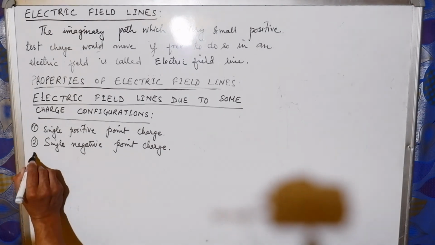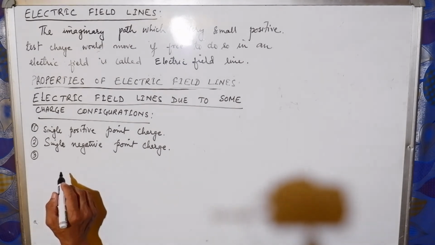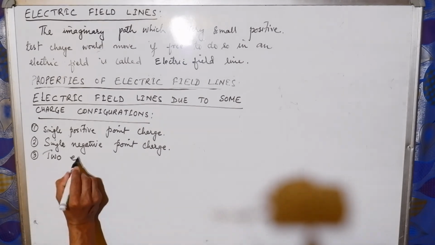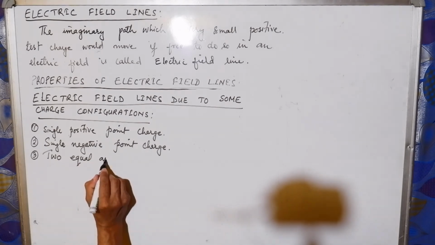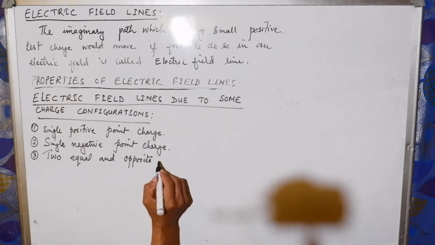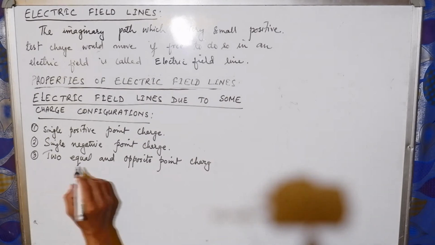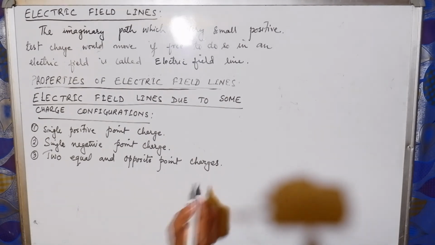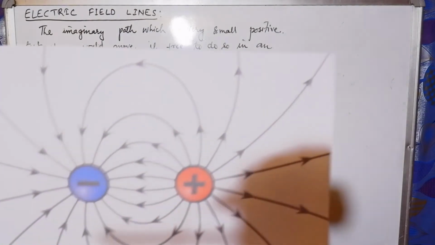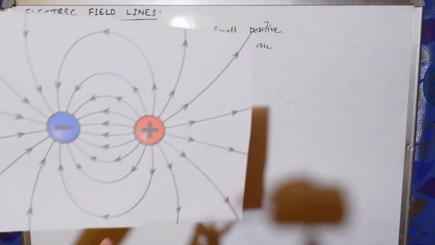Now number 3, we will have 2 equal and opposite point charges here. In this case, 2 point charges. So the arrangement of the electric field lines will look like we have seen in this diagram.